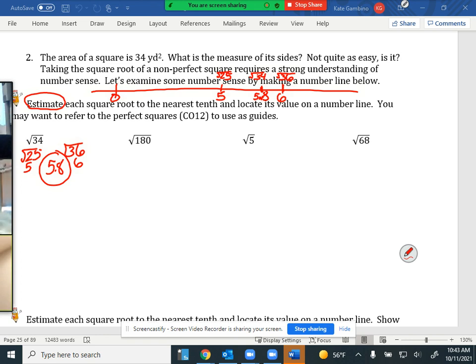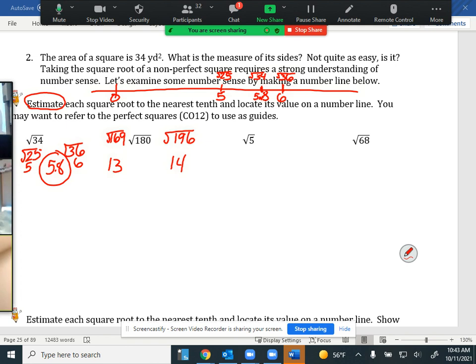So our next square is the square root of 180. Well, if we look at our perfect squares, we know there's the perfect square of 169, which was 13, and the perfect square of 196, which was 14. So we need to ask ourselves, where does 180 fall in between 169 and 196? It's about midway. So it's kind of in the middle there, about midway.